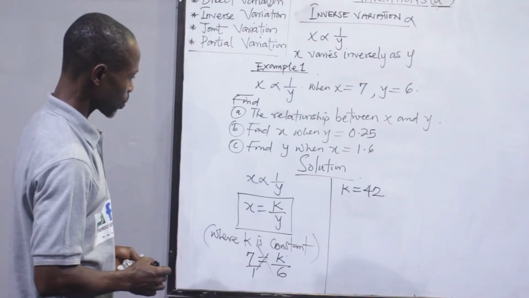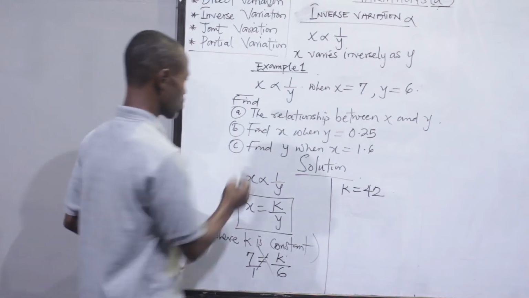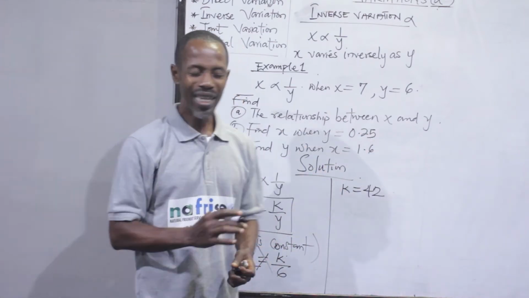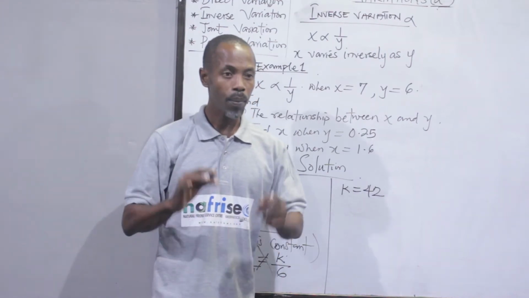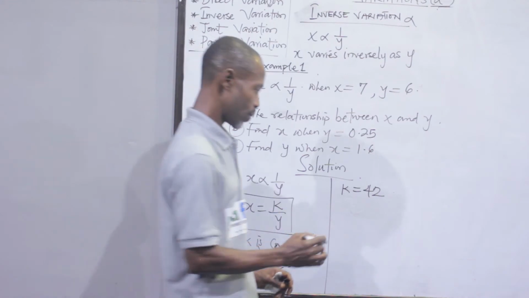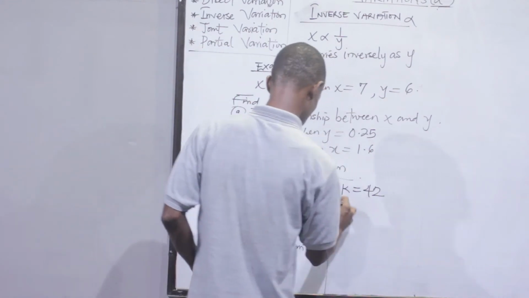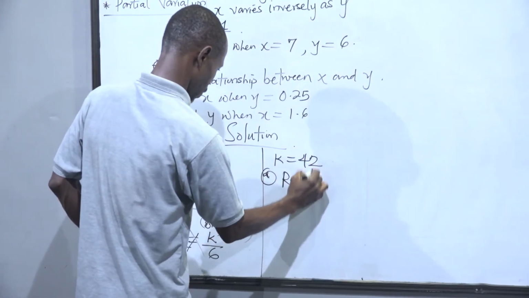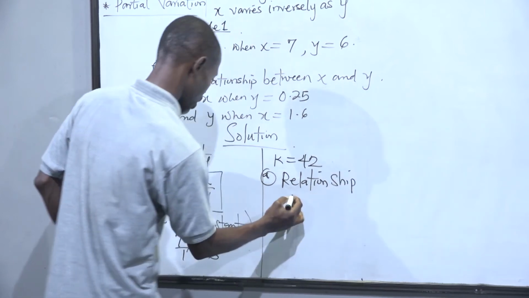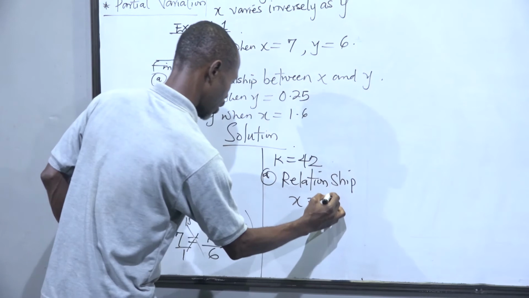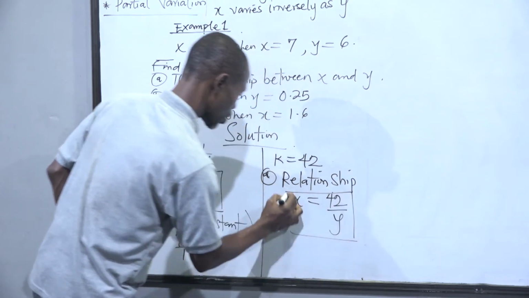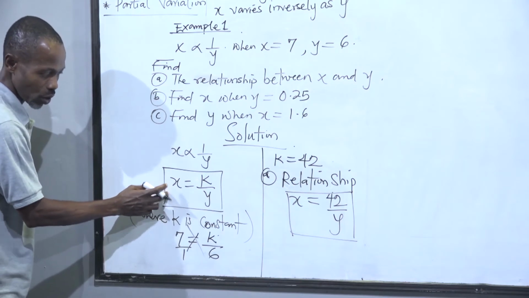K is 42. If k is 42, they ask for a relationship here. Remember, whether they ask or not, please establish a relationship. It's very important. Now, let's get a relationship. Any question? Now, the relationship will go like this: x equals k, 42, all over y. This is the relationship.